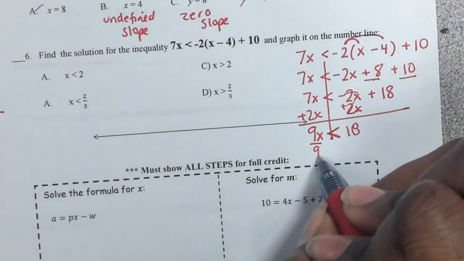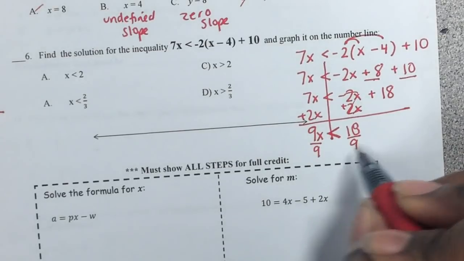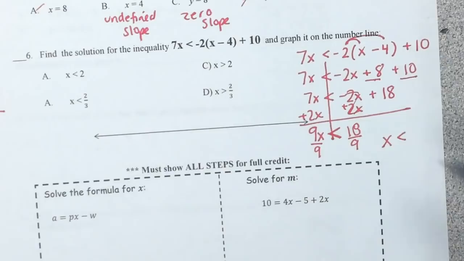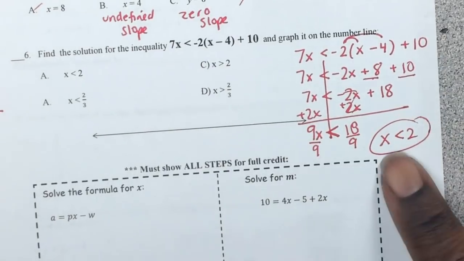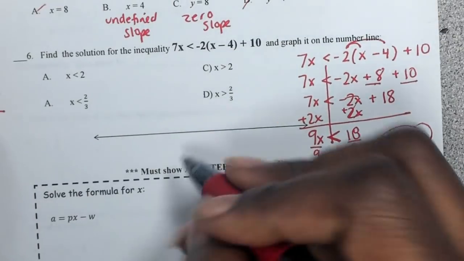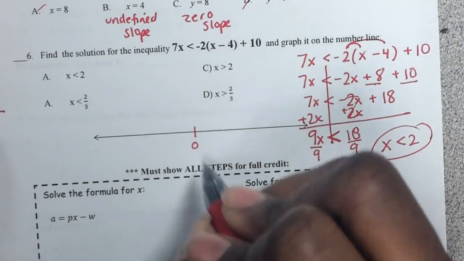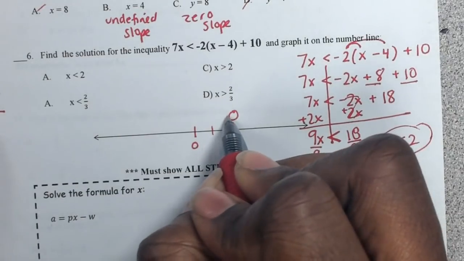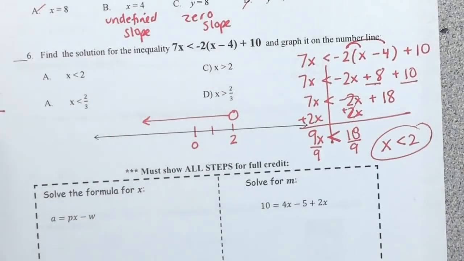Last step is to divide by 9. We divided by a positive, so there's no need to change the sign. 18 divided by 9 is 2. So our answer should be x is less than 2. So on the number line, there's 0. There's 2. It's an open circle, and we're pointing to things less than 2.